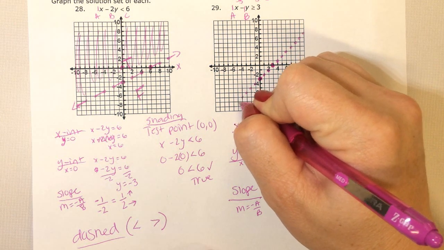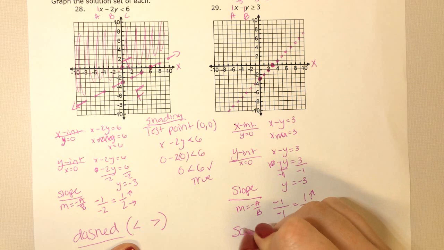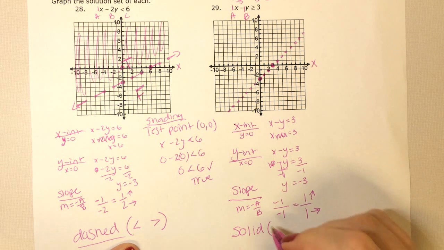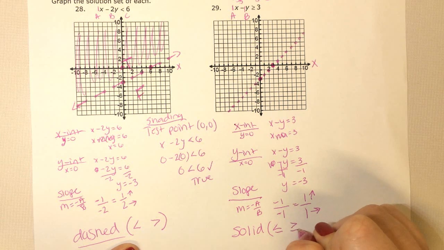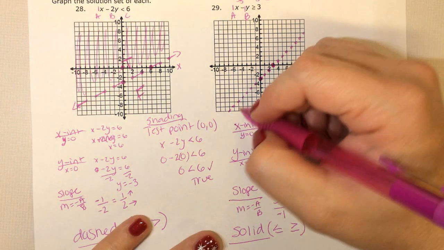I can also go down 1, backwards 1, and then I have to decide, is this a solid line or a dashed line? This one is actually solid because it's equal to. Anytime you have these symbols, it's going to be solid. So I can make a solid line.